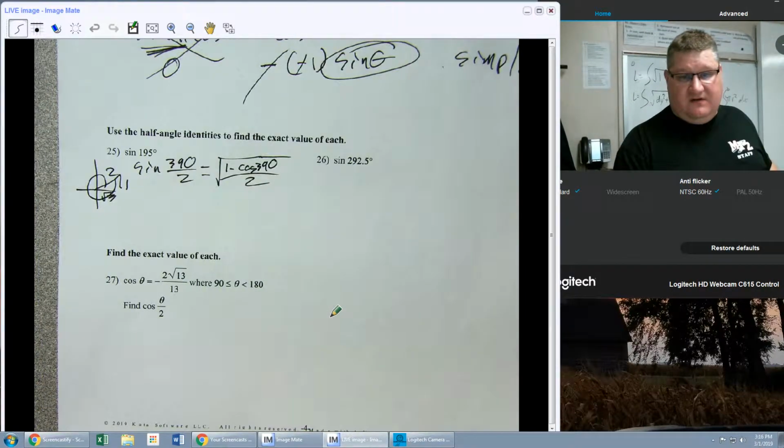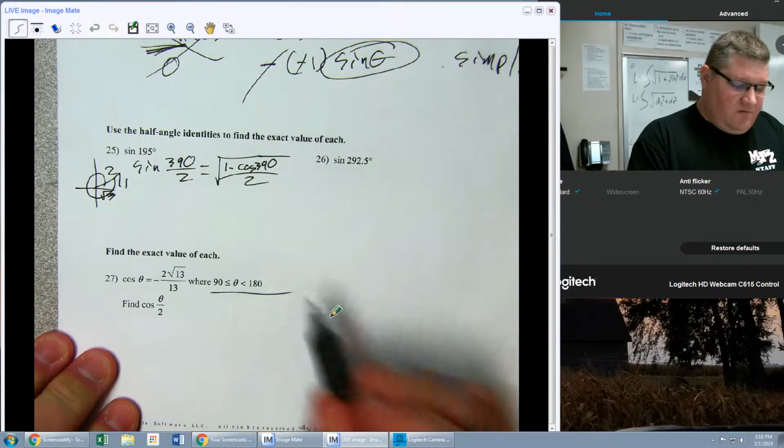Okay, moving on down, find the exact value here, and it tells you what quadrant it's in.